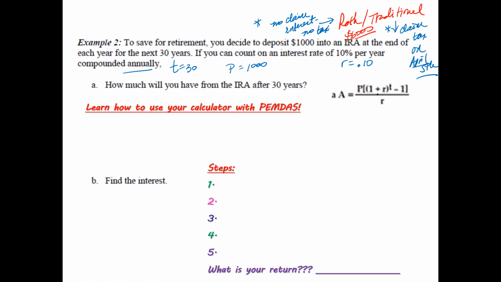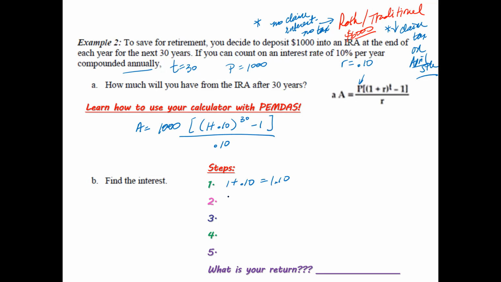Let's take a look at this formula right here. You're going to have A is equal to P, so that's 1,000, times 1 plus the rate, 0.10, to the R, which is 30, minus 1, close your parenthesis and bracket. Rate is 0.10. All right, so here are the steps. Step number 1, you're going to focus inside the parentheses first. You're going to do 1 plus 0.10, which is equal to 1.10.